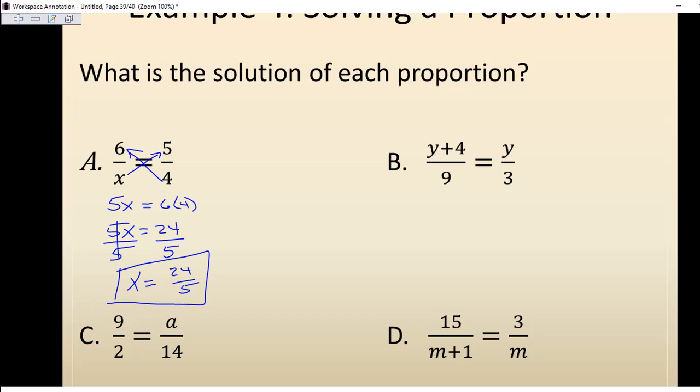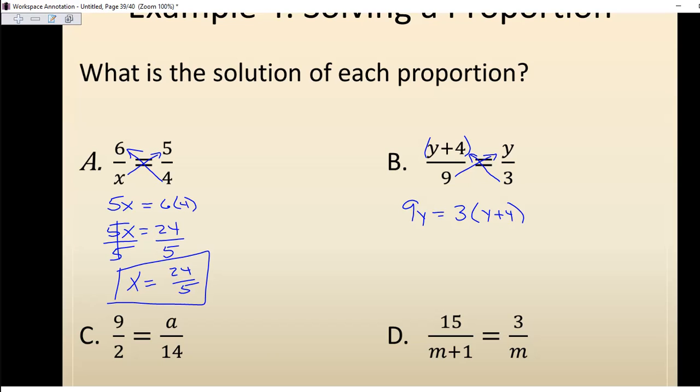Now let's look at the next one. y plus 4 over 9 equals y over 3. So once again, we have two variables here, but we're going to cross multiply. So we're going to multiply 9 times y and 3 times y plus 4. So what we have to do is this is 3 times the entire expression y plus 4. So 9y is equal to 3 times y plus 4. Now in order to solve this, we need to get rid of the parentheses.